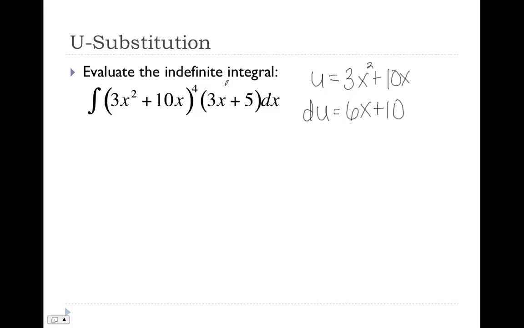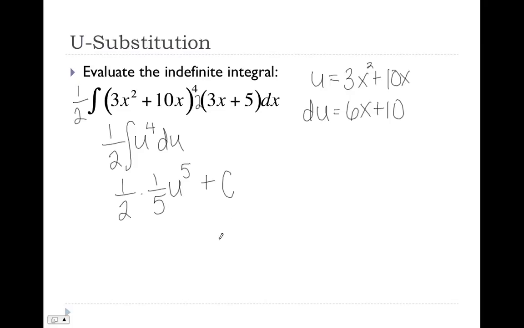6x plus 10 is a multiple of 3x plus 5. If I take 3x plus 5 and I multiply it by 2, I get 6x plus 10. So this actually works. I just need a 1/2 out front to balance. So this becomes 1/2 times the integral of u to the 4th du. And this becomes 1/2 times 1/5 u to the 5th power plus my constant of integration, which if I go back from u's to x's, I have 1/10 times 3x squared plus 10x, all to the 5th power, plus my constant of integration.